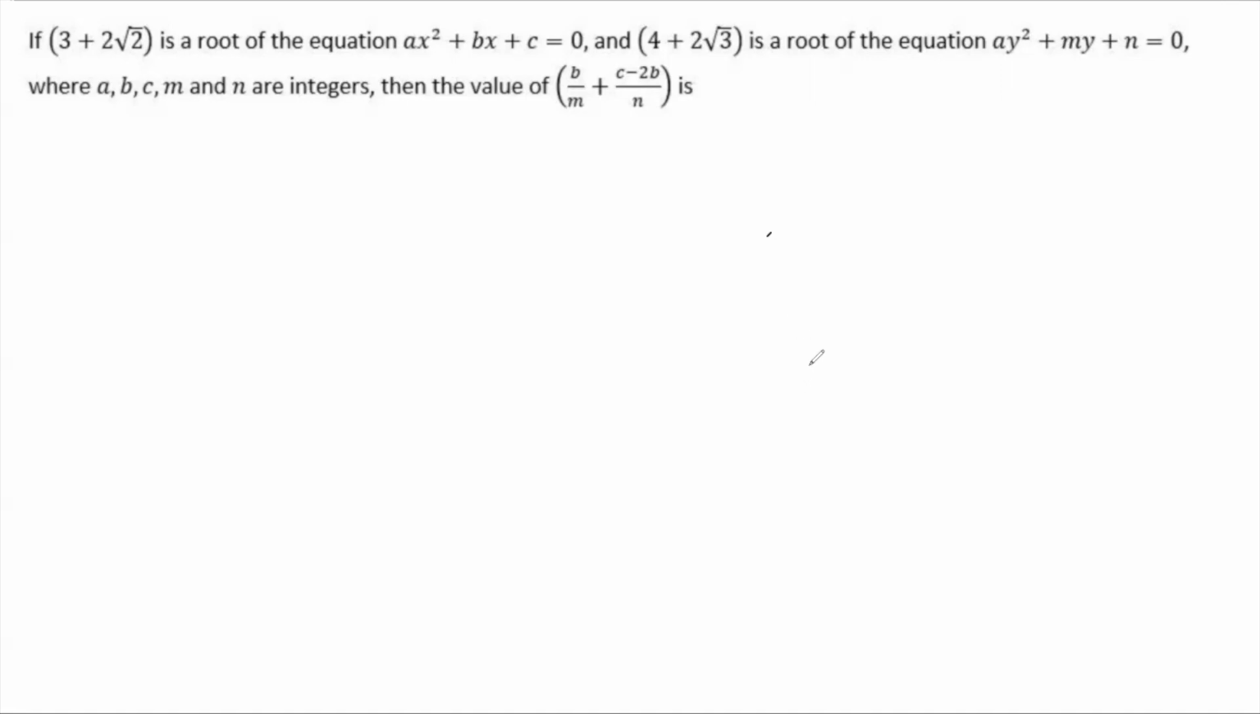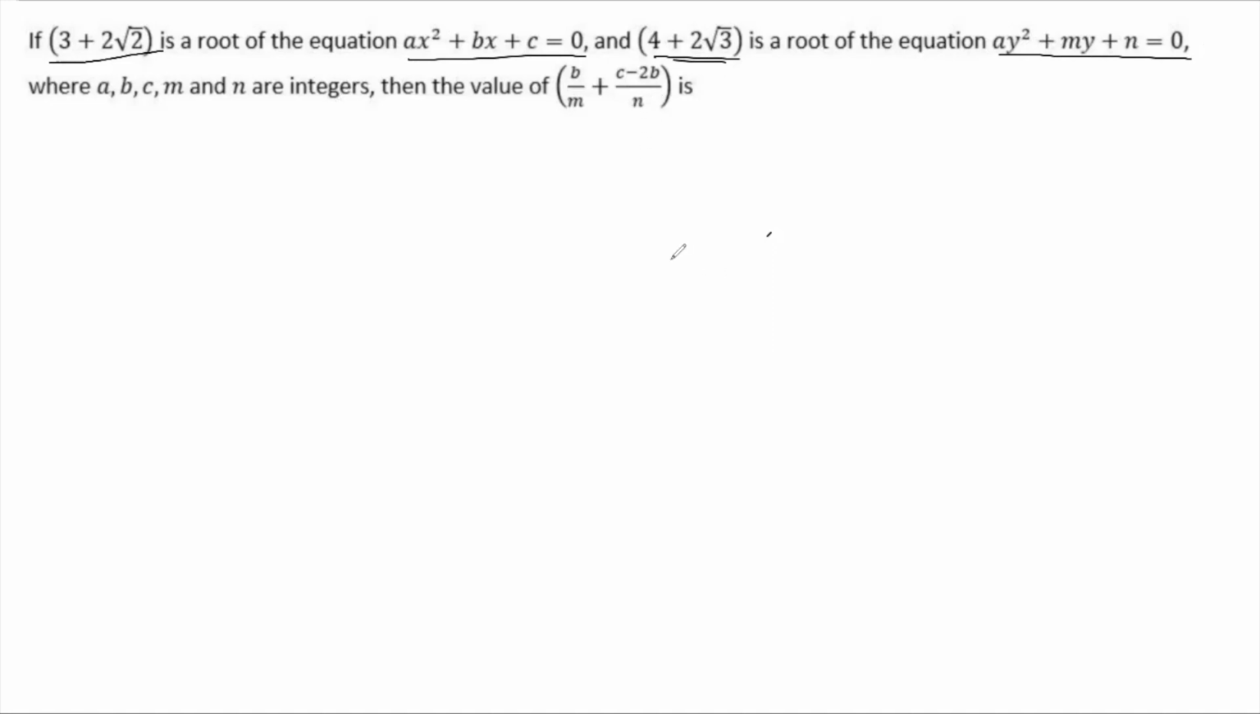Okay, so the question reads: if 3 plus 2 root 2 is a root of the equation ax square plus bx plus c is 0, and 4 plus 2 root 3 is a root of the equation ay square plus my plus n is 0, where a, b, c, m, and n are integers, then the value of b upon m plus c minus 2b upon n is.